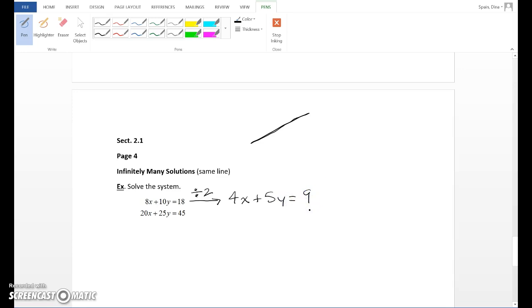And then, okay, so I got a positive 4x there. I want to get a negative 4x down below. So here I'm going to divide by negative 5, so it's going to change the signs. So I have 20x divided by negative 5 is negative 4x. 25y divided by negative 5 will be negative 5y. 45 divided by negative 5 is negative 9.